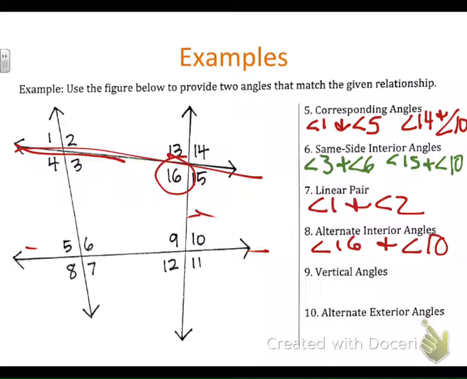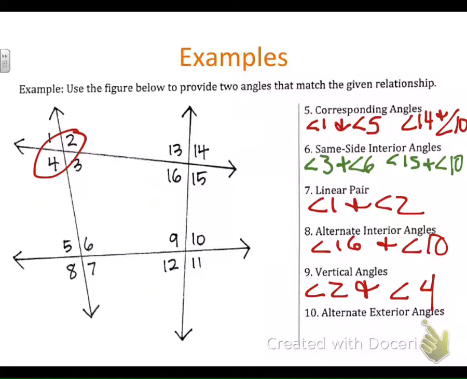Okay, vertical angles. We already know what that one is. Vertical angles are basically across from each other. They have the same measure. So let's go with angles 2 and 4. Alright, alternate exterior. So they're on the outside of the two lines and on opposite sides of the transversal. So let's go with 8 and 2.